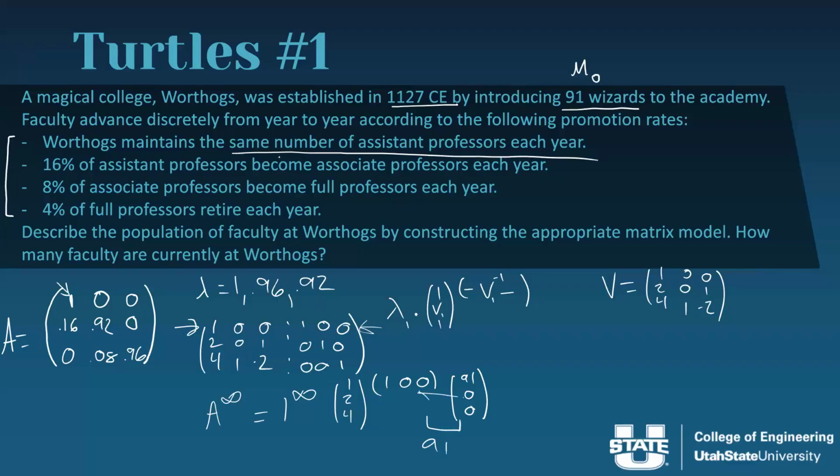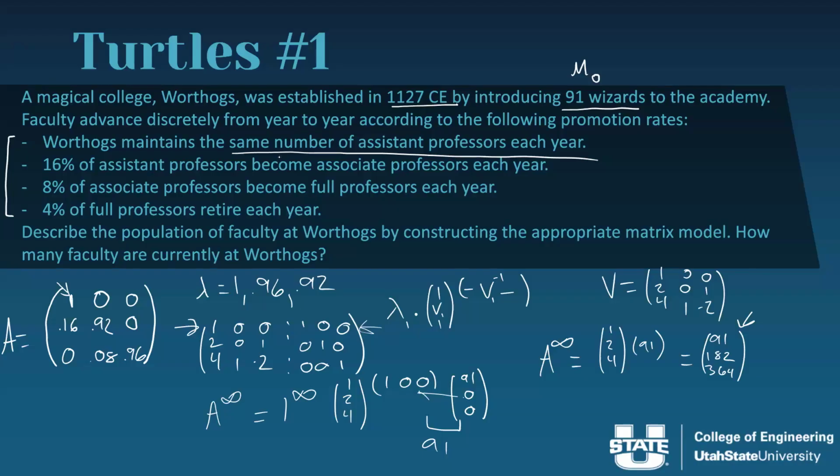Boom. Awesome. So now I'm looking for 1, 2, 4 multiplied by 91, which will equal 91, 182. Someone have 91 times 4? 364. Awesome. So as we go to infinity, this is the distribution of our professors, meaning that there's going to be 91 assistant professors, 182 associate, and 364 full professors.